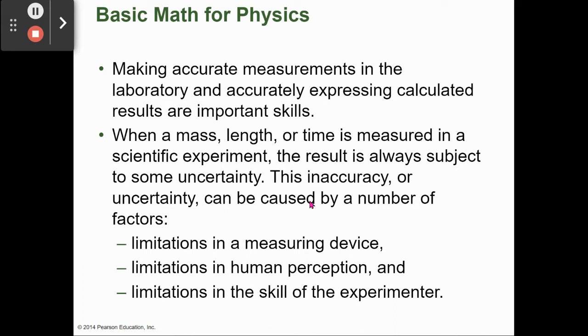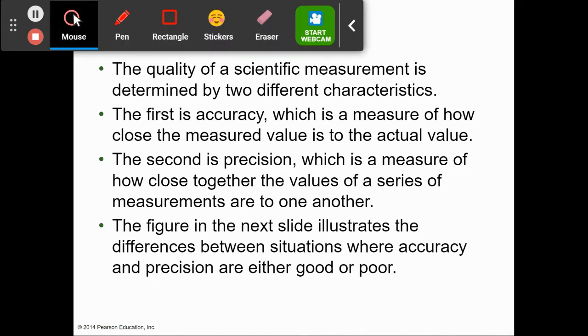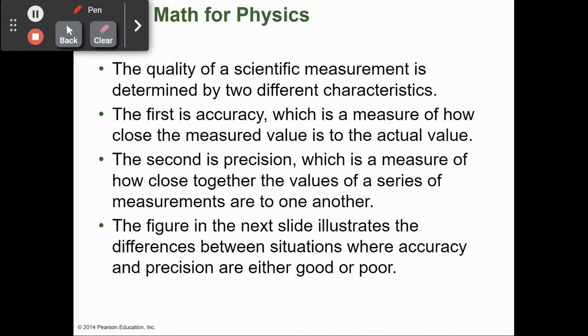So it could be some human perception, and then it could be the skill of the experimenter. When you first came in and you poured something in lab, you never poured it right. You overpoured or underpoured, so you weren't very skilled at that at first. Okay? So that leads to uncertainty. And we don't like to have uncertainty. We want to make sure that our measurements are as accurate as possible. So let's look at what we mean by accuracy in science.